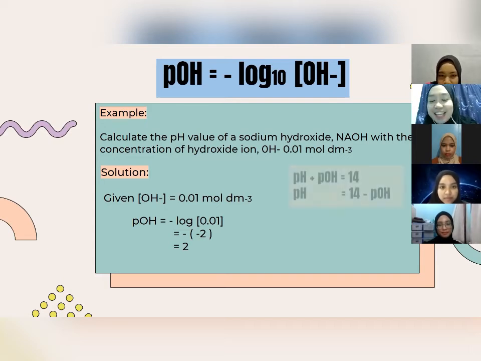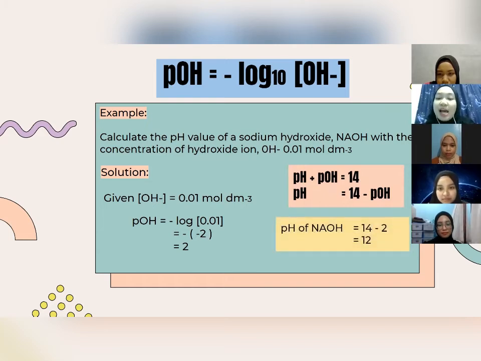Okay, so pH plus pOH equals 14 based on the scale. So pH equals 14 minus pOH. We already have the pOH value, so just substitute. So the pH is 12. With pH 12, the solution is alkaline. Basic. Alkaline. All right.